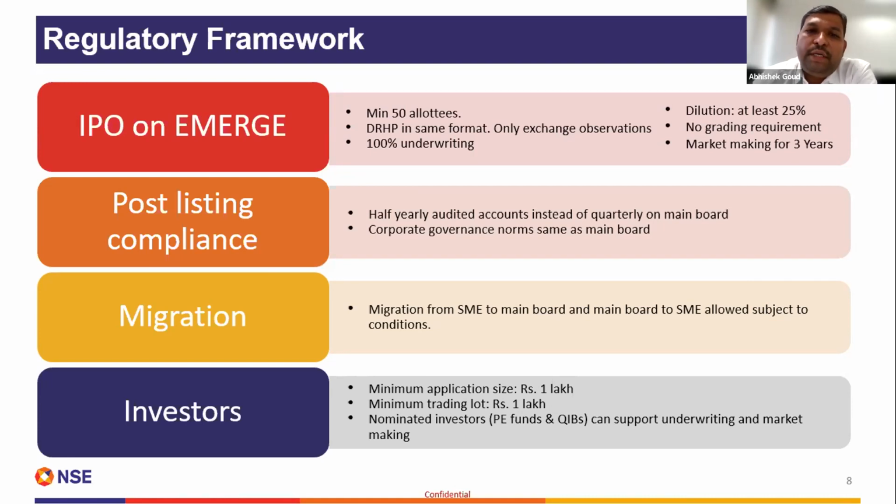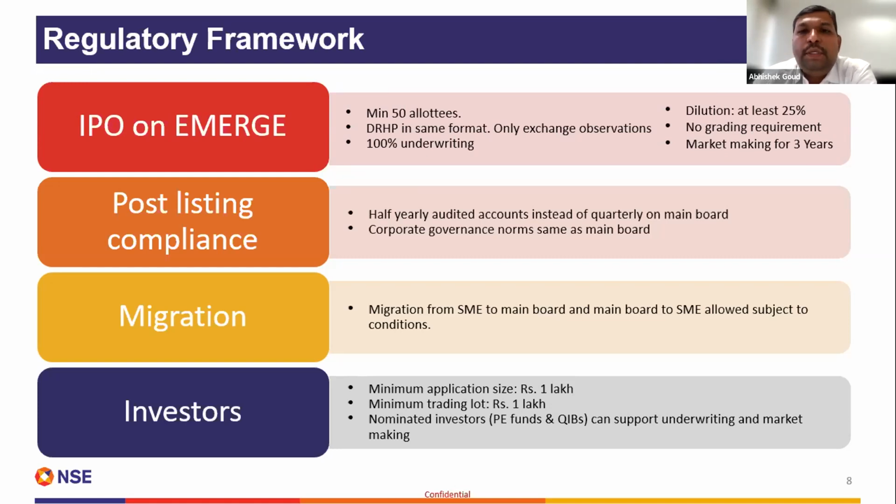DRHP, that is a draft red herring prospectus, is prepared in the same format as it is done on the main board platform. Why? Because it has to comply with all the regulations of the land, and subsequently when it is filed and investors look at it, they'll have a fair amount of idea how the company has been managed, and it builds a bit of trust with the investor groups.